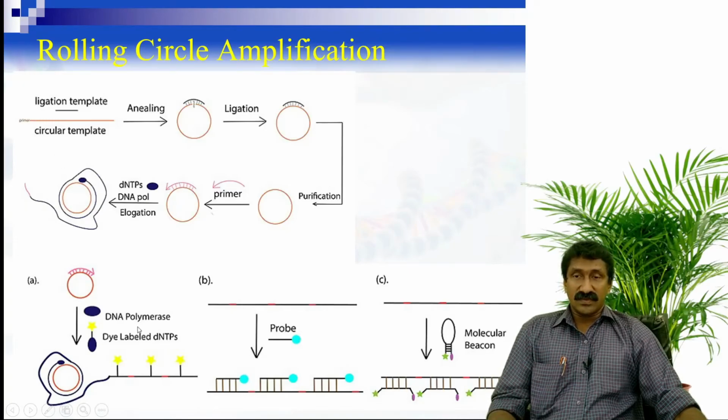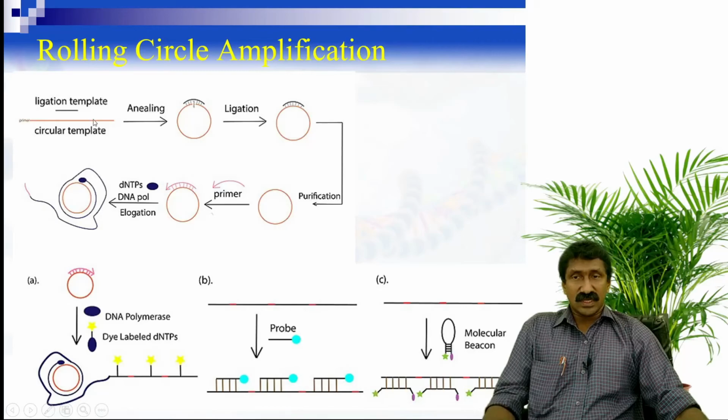Here we have different detection systems for such amplification products. The first one is a dye-labeled dNTP detection system. The second one is a probe-based system, and the third one is a molecular beacon-based system, where we have a fluorophore and a quencher, just like in qPCR. So these are three different possibilities of detection, like dye labeling, DNA probes, radio-labeled probes, and molecular beacons. These can be attached to the newly synthesized DNA for their detection.